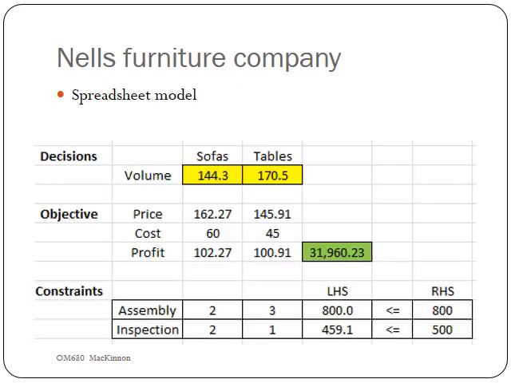So here's our spreadsheet model. Our decision variables are how much of each type of furniture to make. We have our price, we have our cost, we have our profit. And we have our constraints. As you can see, assembly ends up being a binding constraint. In this case, inspection is not. Other than the fact that the calculation is a nonlinear function, this looks just like what we've done with linear models.